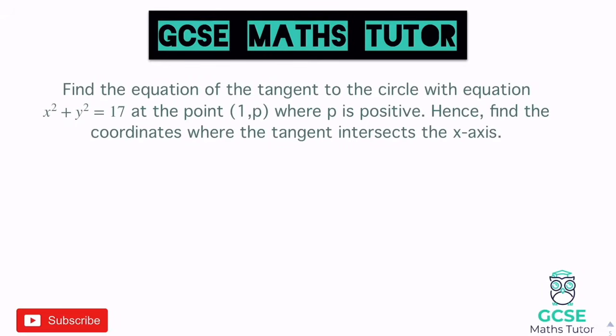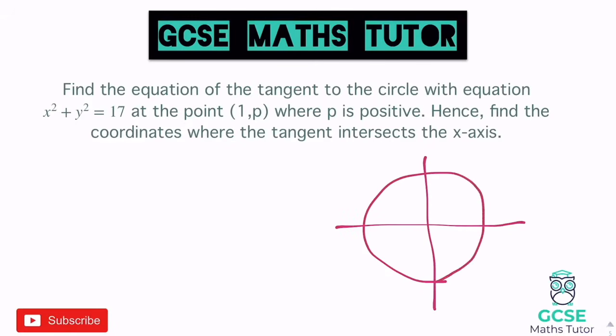So we're going to take this in steps, but let's have a think about what this would look like to start with. So we know it's a circle. We know it's centre 0, so we can draw a little sketch, even if it's not very good. There we go. And we can think about where this coordinate is. So 1, p, where p is positive, is going to be over here in the positive quadrant there.